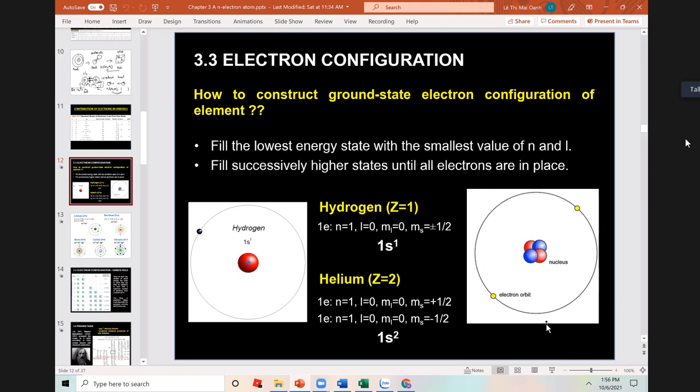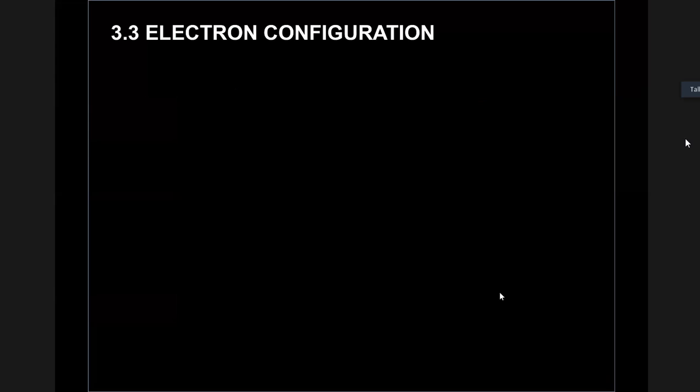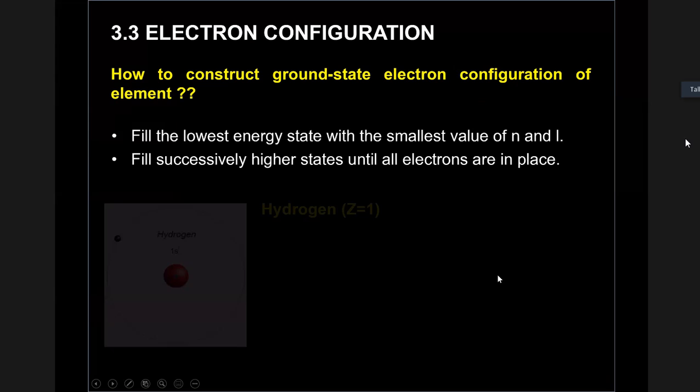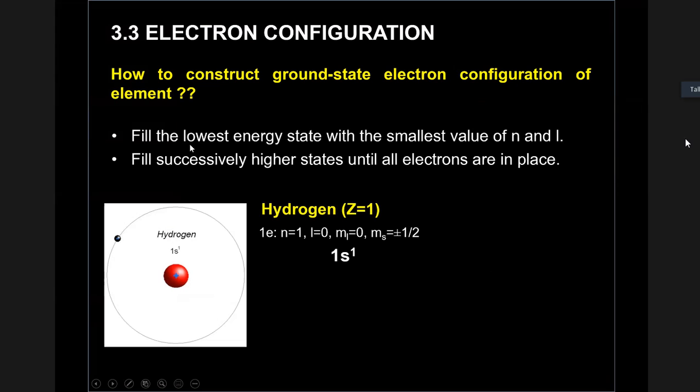Firstly, you need to remember that electrons fill the lowest energy state with the smallest value of n and l. Yes, and then fill the higher states until all electrons are in place. For example, you have hydrogen. So in the ground state, one electron in hydrogen will occupy the first state or the ground state.